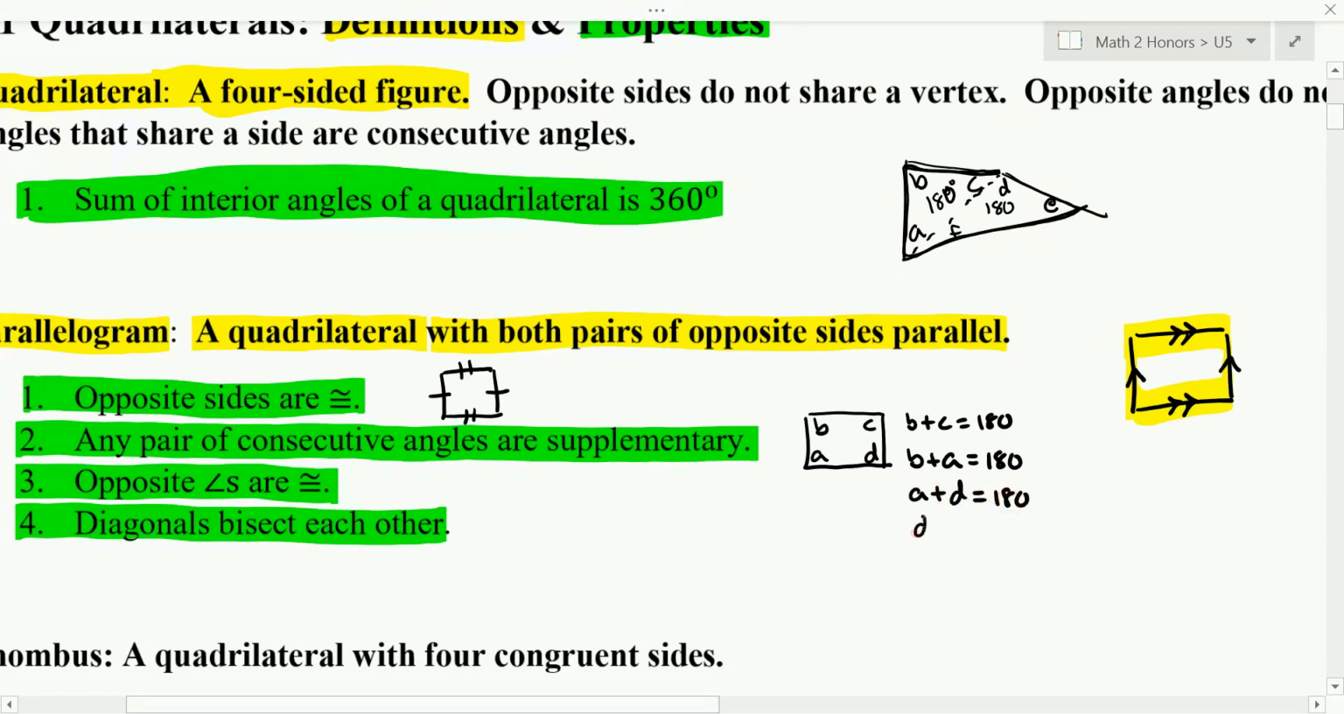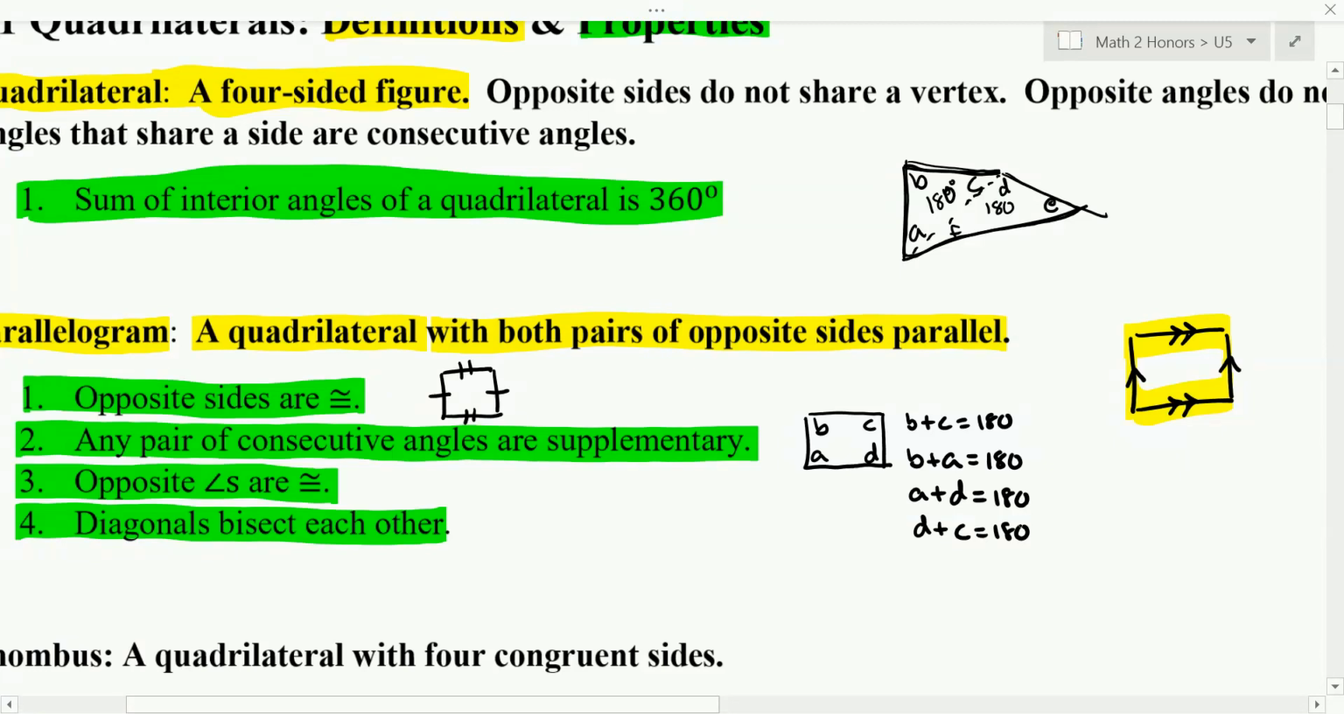You could say D and C. Are there any other pairs? Or did we get them all? Am I missing any, or did we get them all? Got them all? Okay. So those are the four sets of consecutive angles that we're talking about. Well, there's four sides, so we got four. That makes sense. We got them all.